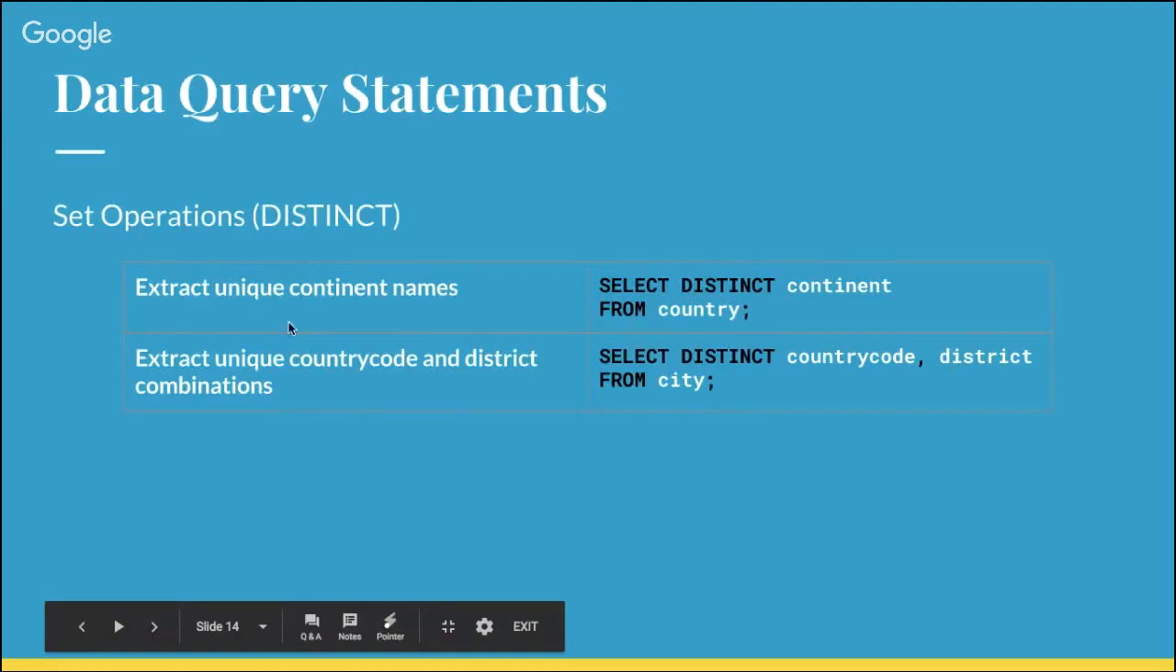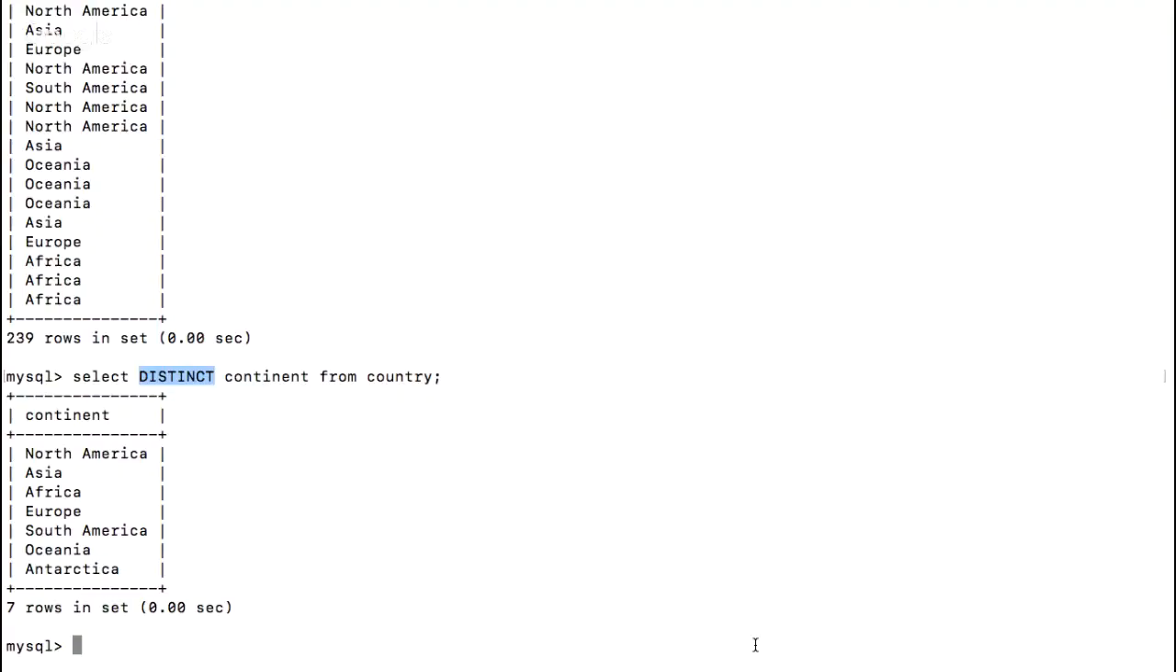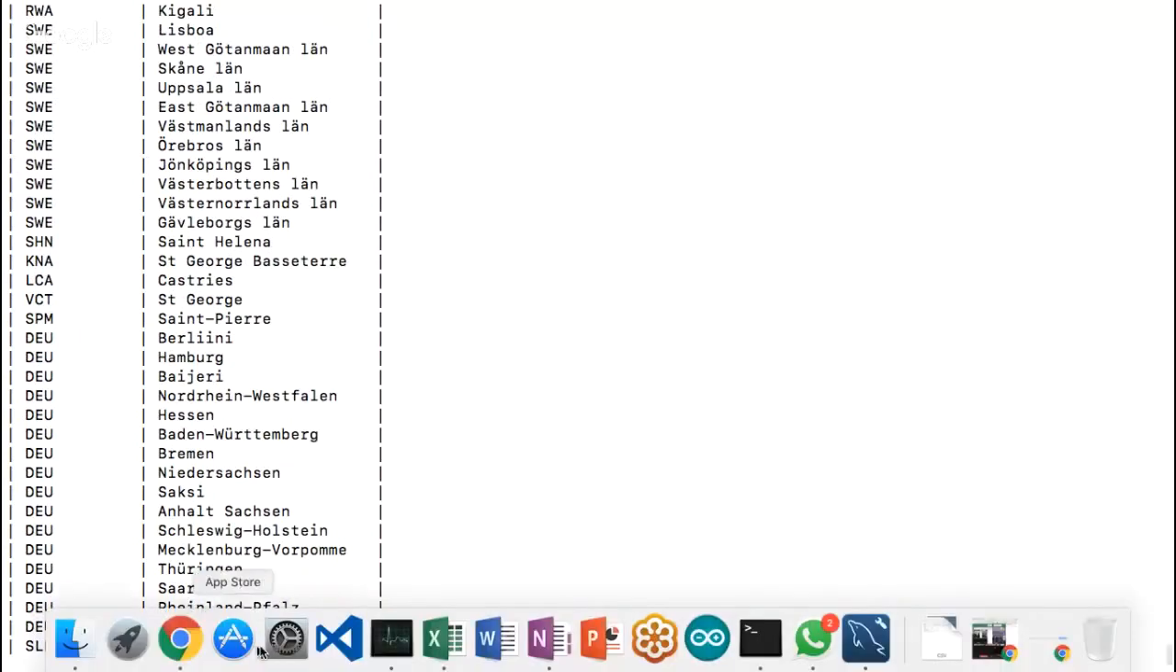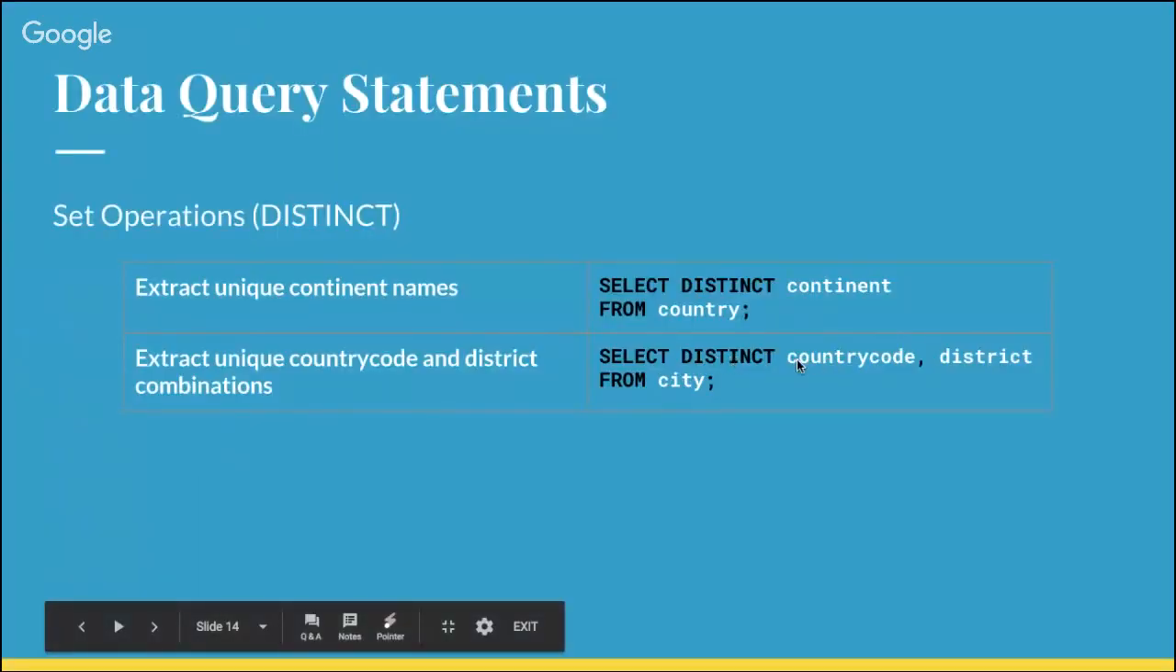You can use the distinct operator to fetch a unique combination of columns. Here the example says extract unique combinations of country code and district. So we go into the city table and say select distinct country code and district from city. There you go. Each of these combinations is guaranteed to be unique. That's how we apply the distinct operator on a composite of columns.